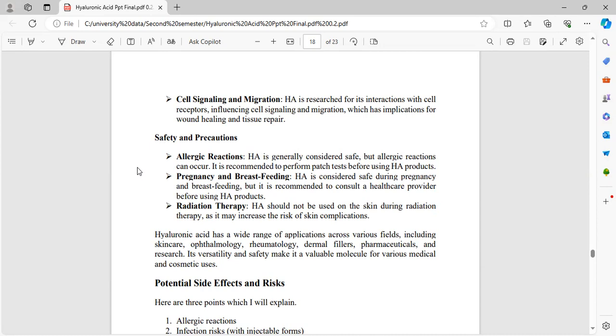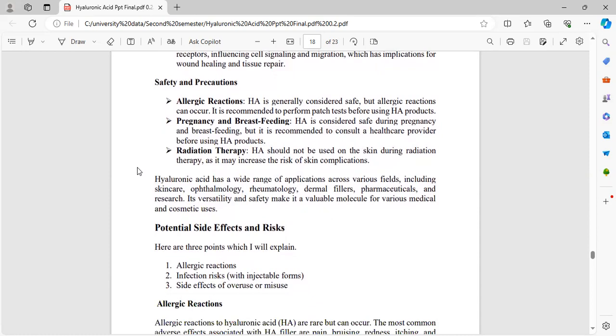Hyaluronic acid has a wide range of applications across various fields, including skincare, ophthalmology, rheumatology, and dermatology. Its versatility and safety make it a valuable molecule for various medical and cosmetic uses.